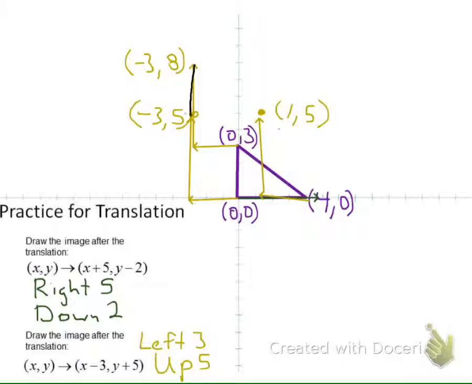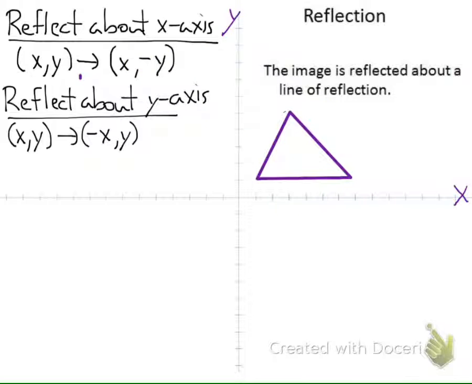And our triangle looks like this. So that is a translation. Next, we're going to go to a reflection. In a reflection, we have two different types. We could reflect about the x-axis, and we could reflect about the y-axis.